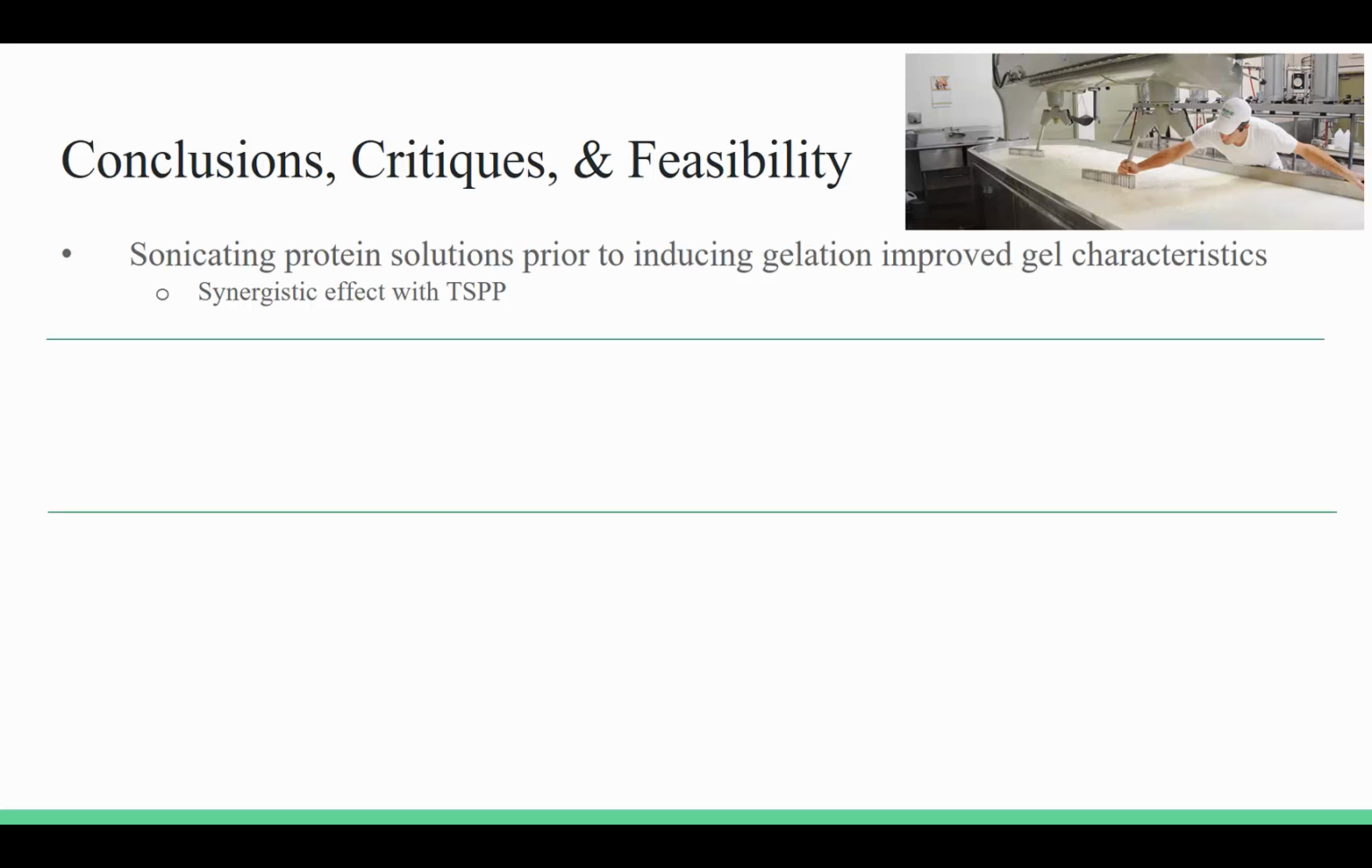So overall, what this paper found was that sonicating those solutions prior to adding the gelling agent was beneficial to the gel characteristics. And the authors mentioned that there is a synergistic effect of adding TSPP.